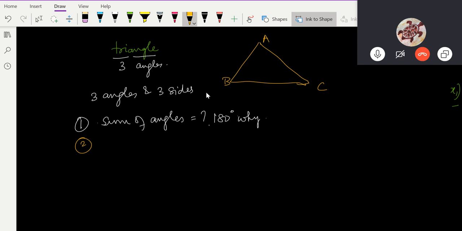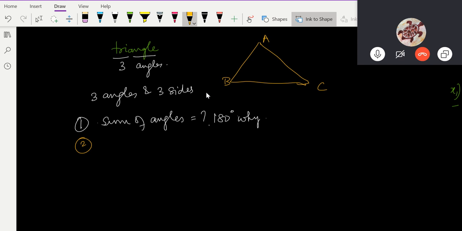If angle A plus angle B is greater than angle C, then angle A plus angle C is greater than angle B, and angle B plus angle C is greater than angle A. Is it always true? No. I'm not sure if it's with the sides or the angles, but if it's a 90-degree angle and the other two are 45 degrees, then they won't be greater.